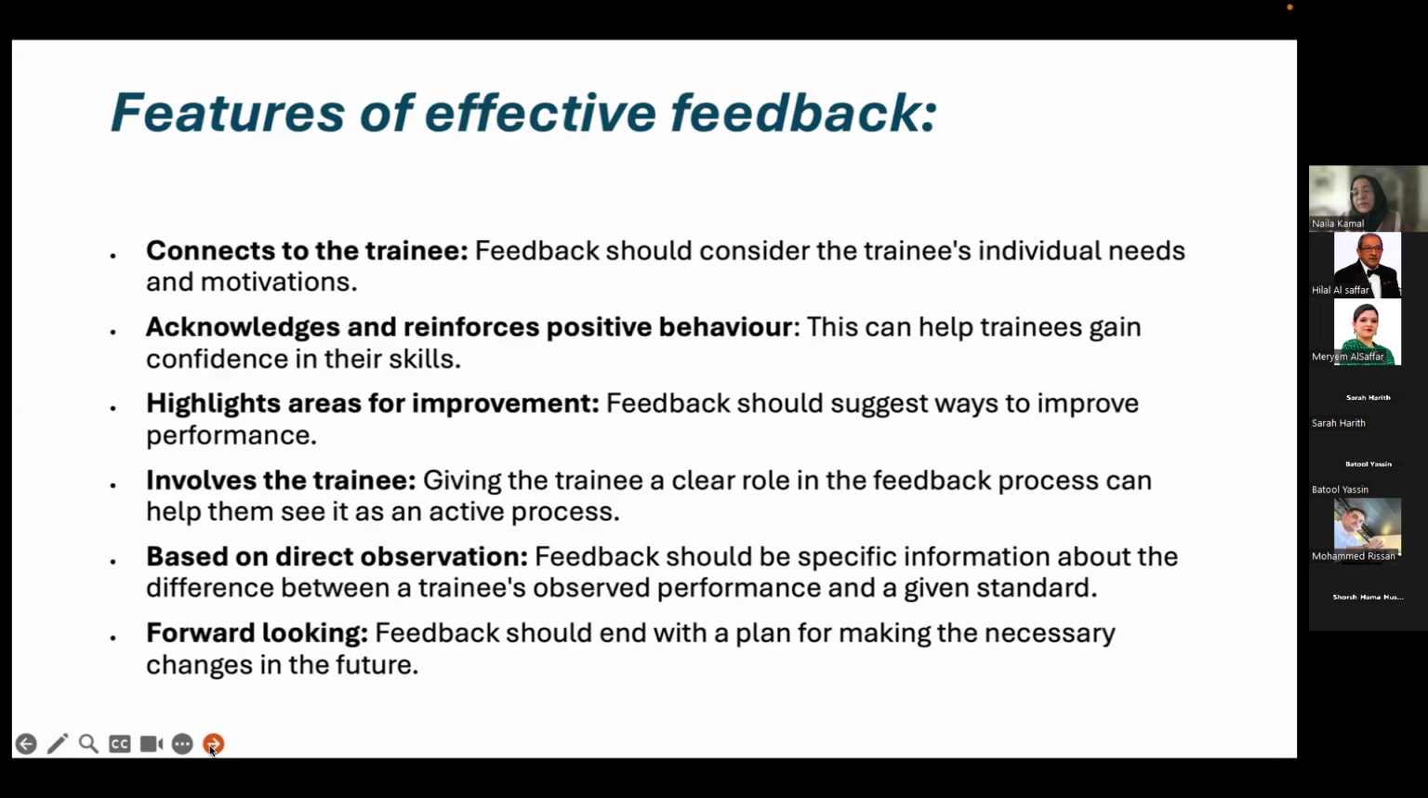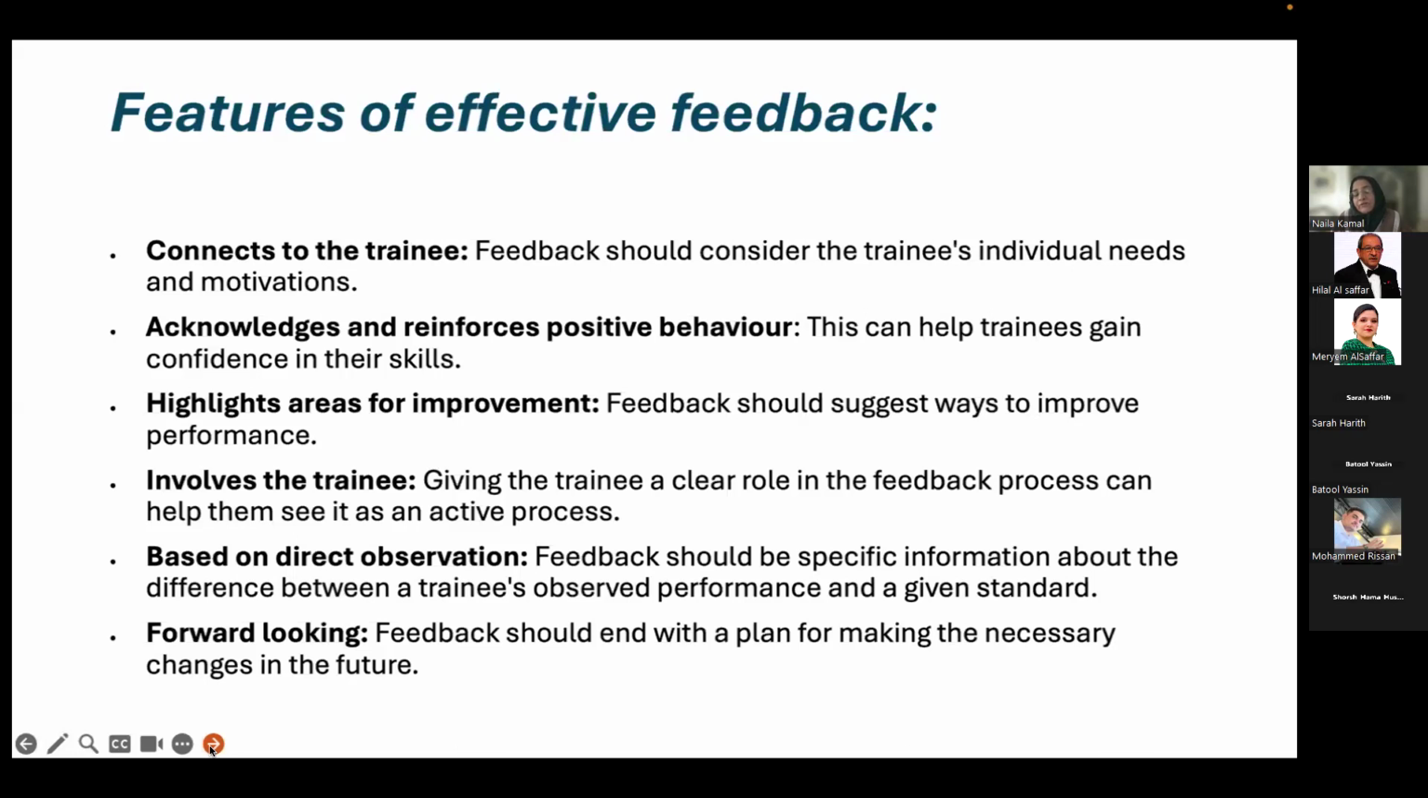It needs to be based on direct observation. So the specific information should be observed either by the feedback giver, if it is being done directly by the clinical supervisor or senior who has taken that learner through a procedure or a learning exercise, or that has been given to them after being seen by someone. So it is an observed thing against a given standard. It cannot be he said, she said. It's not based on hearsay.